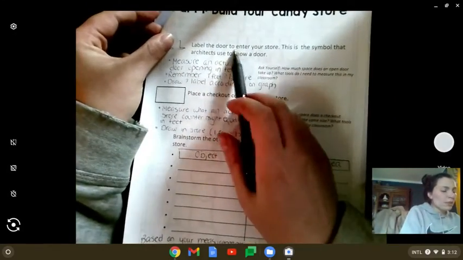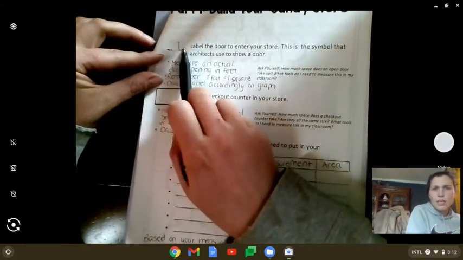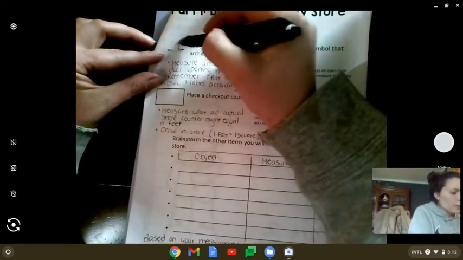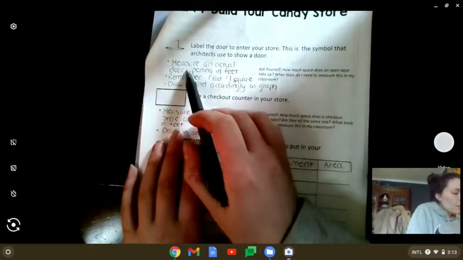Label the door to enter your store. This is the symbol that architects use. So this kind of line with a door and a little like half moon. Measure an actual door opening in feet.